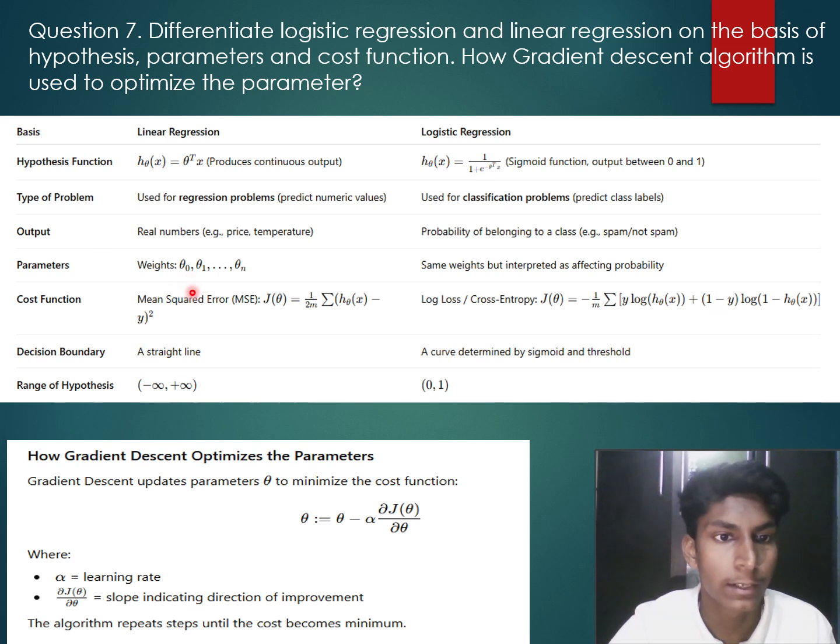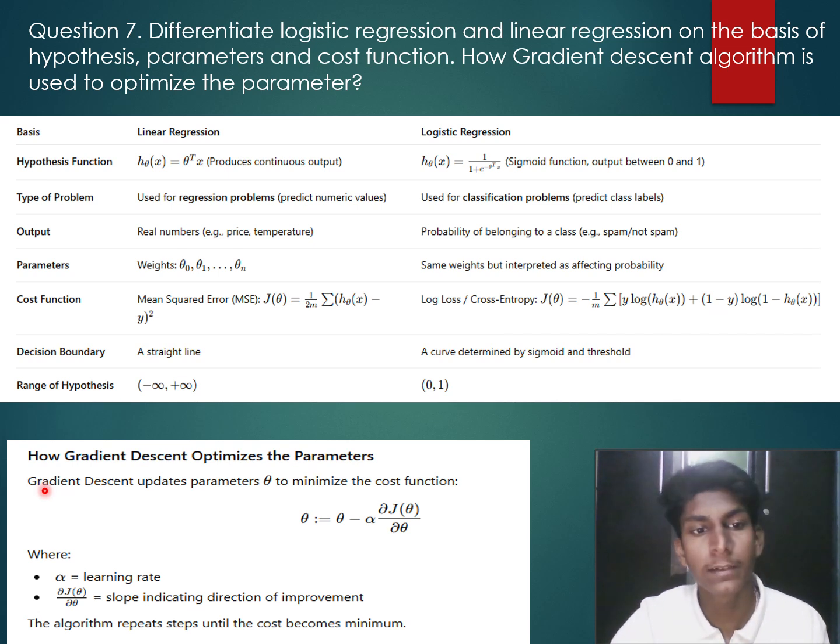Parameters: weights theta 0, theta 1, up to theta n. Same weights but interpreted as affecting probability. Cost function: mean square error, MSE. Log loss, cross entropy. Decision boundary: a straight line. A curve determined by sigmoid and threshold. Range of hypothesis: minus infinity to positive infinity; 0 to 1.